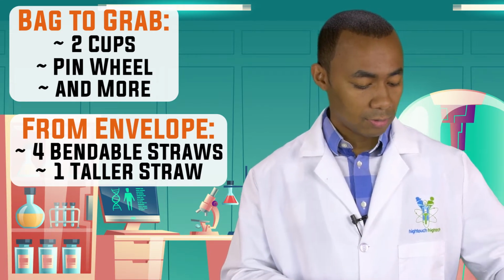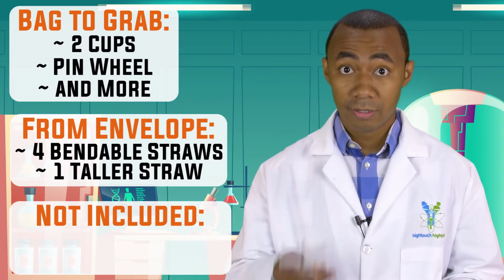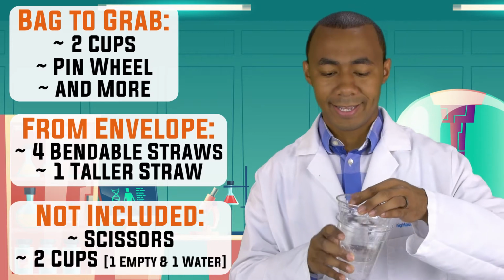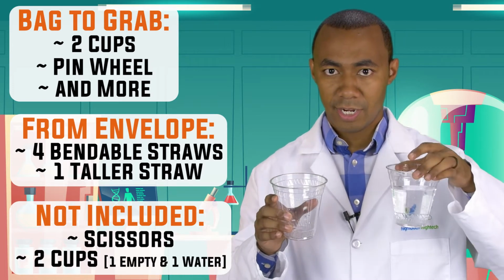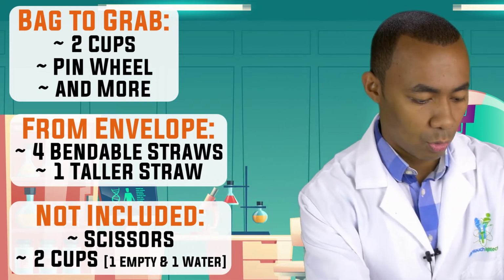And also, aside from that, these are things that are not included. Grab a pair of scissors and 2 cups, 1 that is empty and 1 with some water. All right, so that being said, once you got all of those things, we can get started talking about wind. So, what is wind?